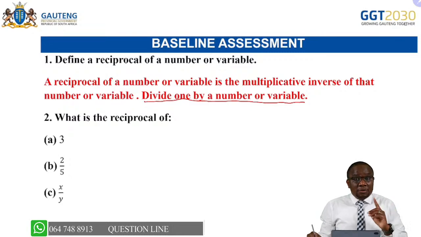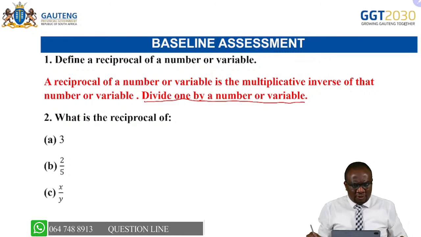Okay? So now, using what we have discussed so far, I want you to try to answer question 2. Question 2, A, what's the reciprocal of 3? B, what's the reciprocal of 2 over 5? Then C, what's the reciprocal of x over y? It's very, very important. I want you to understand these 3 before we move on to reciprocals of trigonometric ratios. For 2 minutes, can you try to answer these 3?